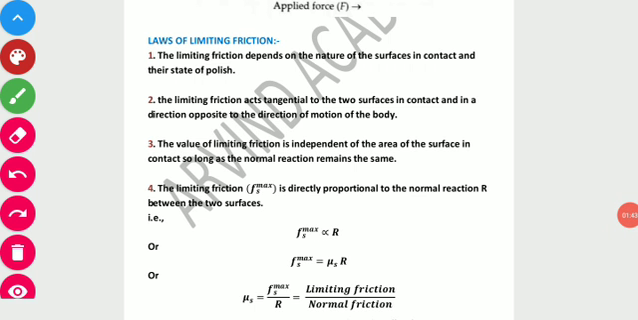Next, we have laws of limiting friction. So, basically, we have four laws. Limiting friction depends upon, first, the nature of the surface.